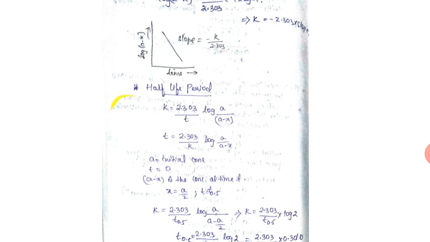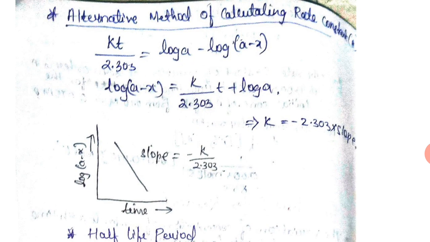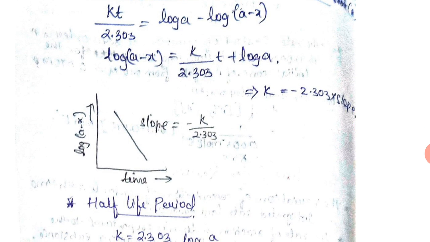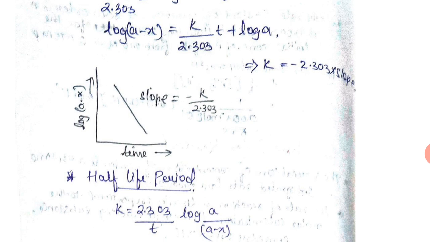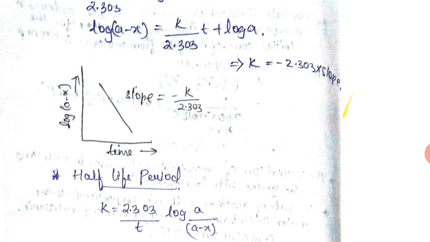Next is the alternative method for calculating the rate constant in first order. So we have the formula kt by 2.303 is equal to log a minus log (a minus x). So log (a minus x) is equal to minus k t by 2.303 plus log a. So k is equal to minus 2.303 into slope. The slope will be minus k, so it will be decreasing if log (a minus x) and time are on the axes. If the time is 0, then we get this formula.